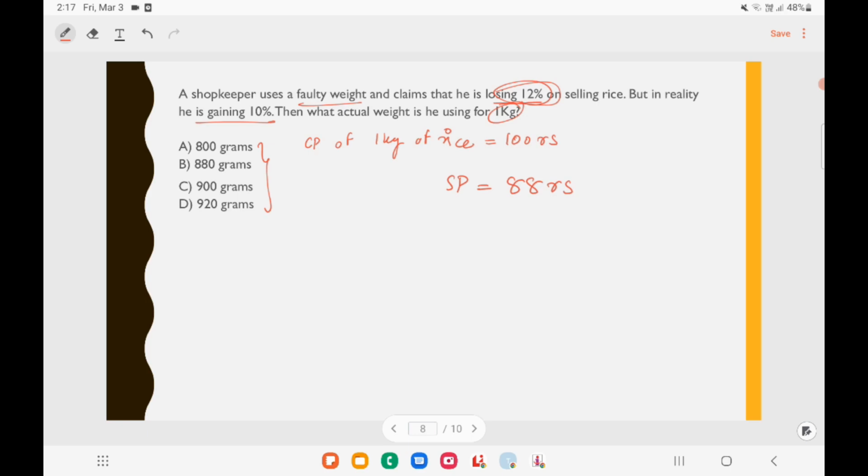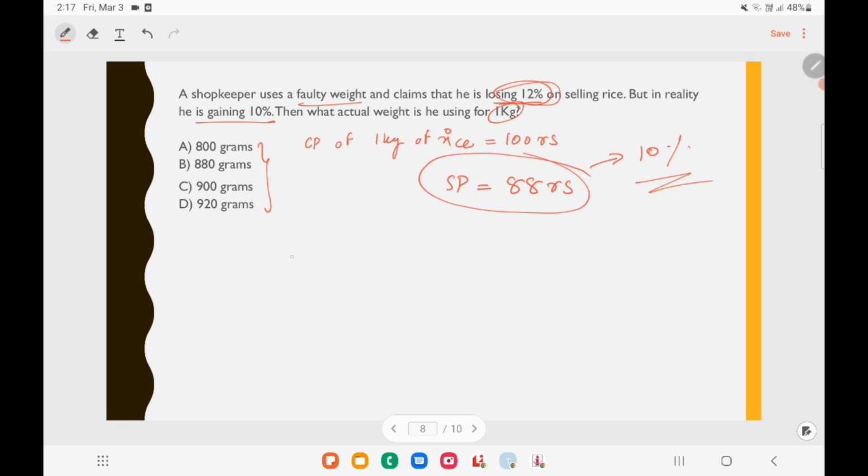So to the people who come to buy the rice, he will say that I am buying this rice for 100 rupees, but I am giving this to you for 88 rupees, so I am having a loss of 12%. This is what he is saying to the people. But actually, by selling it for 88 rupees, he is having a profit of 10%. Why is he getting a profit? Because he is not actually selling 1 kilogram. He is selling less than that. So let's see how we can do this.